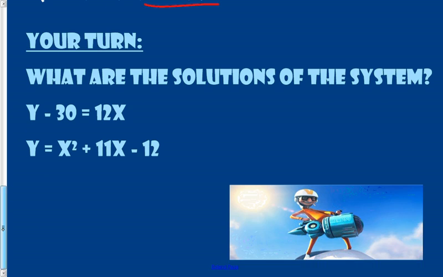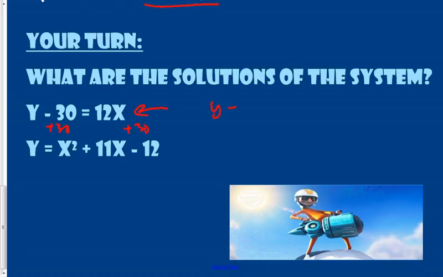So here's the last example we're going to do, and then I'm going to leave you to yourself for this section. This is the last section again. What we're going to do, it says, what are the solutions of the system? If you notice in this one, it's kind of tricky because this one's not even solved for y. So let's add 30 right away.